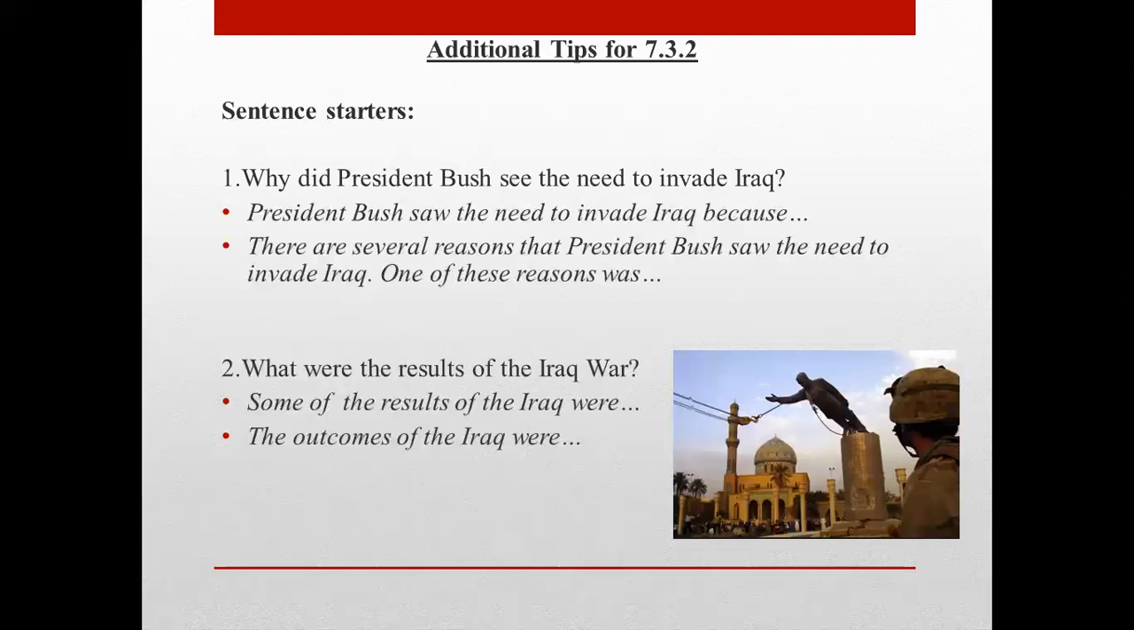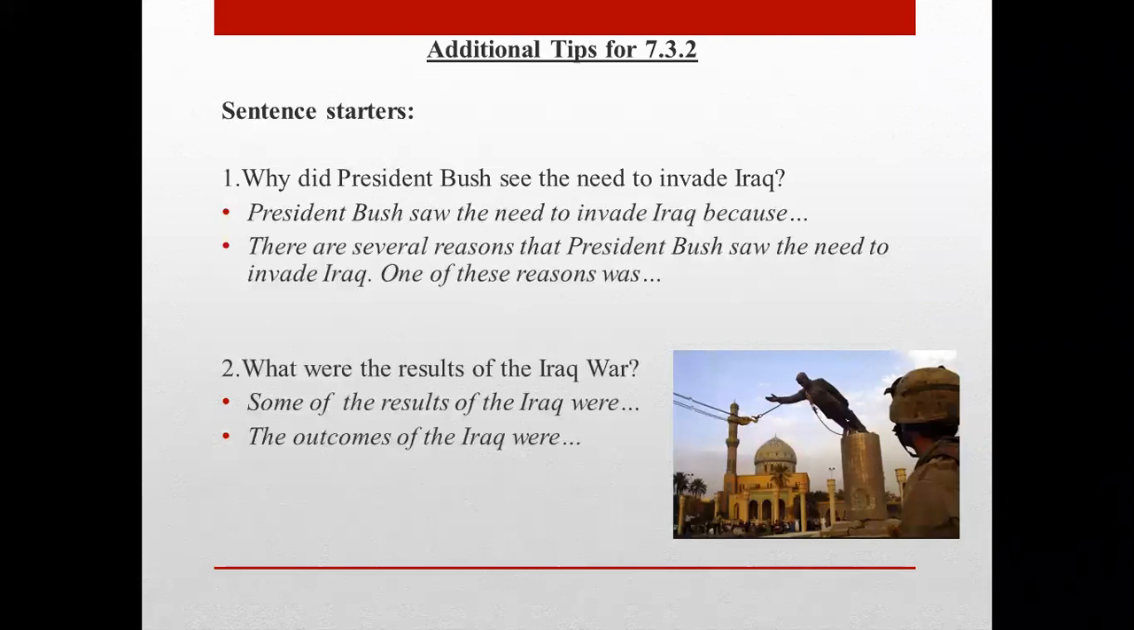For question number 1, why did President Bush see the need to invade Iraq? So here's some possible ideas. "President Bush saw the need to invade Iraq because," that's one way you can start it. Another way you can start it: "There are several reasons that President Bush saw the need to invade Iraq. One of those reasons was," and then you can say the reason in the sentence, and then you can start another sentence that says, "A second reason was."